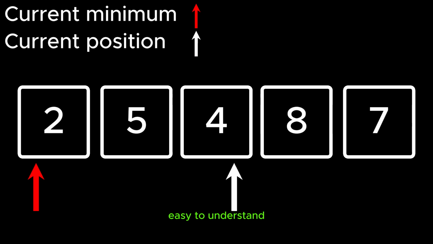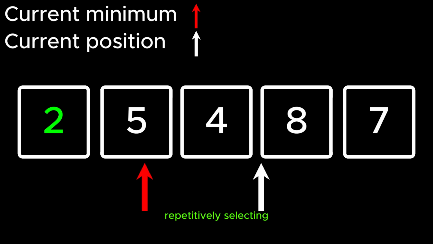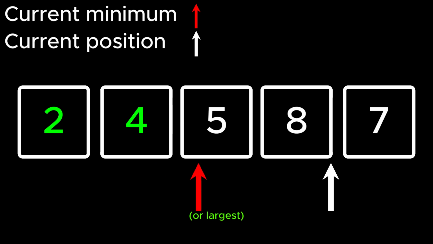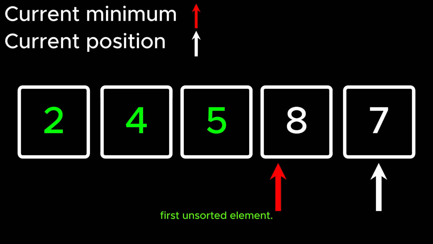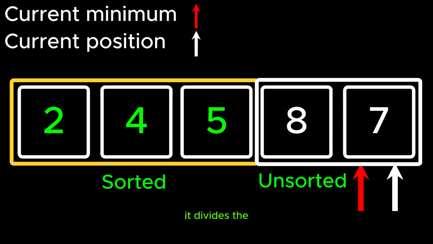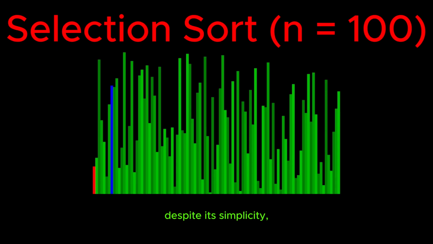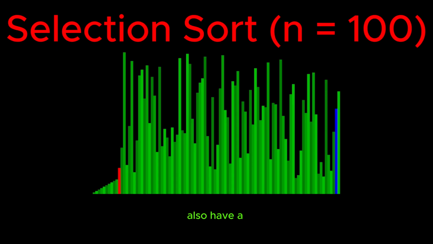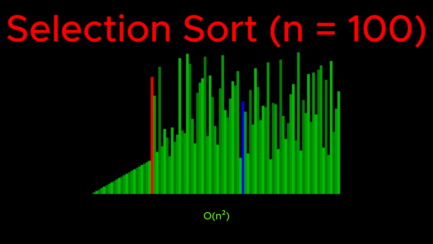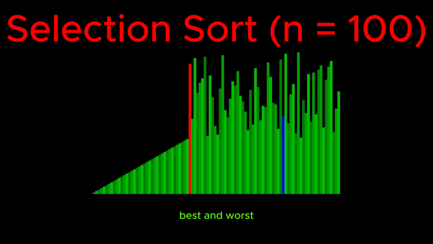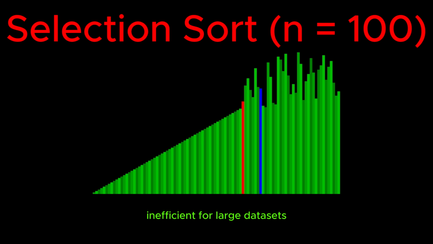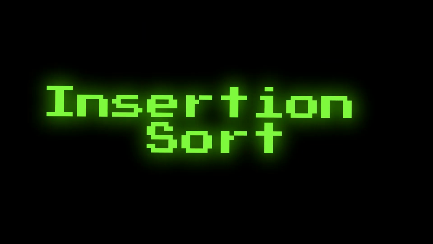Selection sort is another easy to understand sorting algorithm that works by repetitively selecting the smallest or largest element from the unsorted portion of the list and swapping it with the first unsorted element. It divides the list into a sorted and unsorted section, continually shrinking the unsorted section. Despite its simplicity, selection sort also has a time complexity of big O of n squared, in both the best and worst cases, making it inefficient for large datasets.